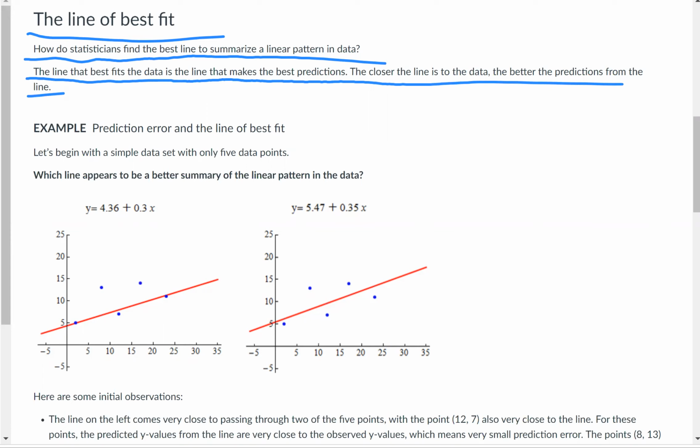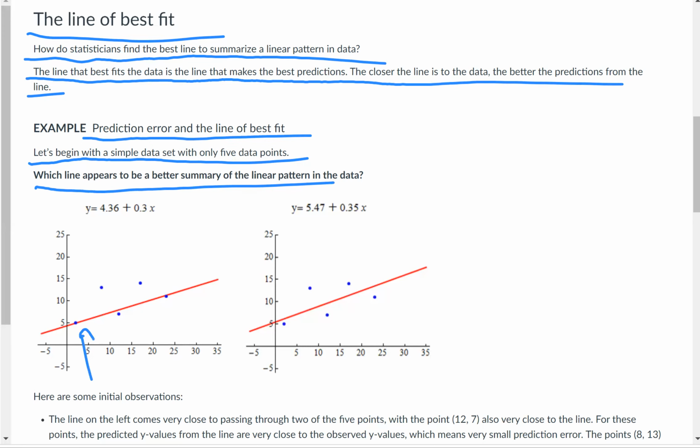Now we'll look at an example where prediction error and the line of best fit creates prediction error. Let's begin with a simple data set with only 5 data points. Which line appears to be a better summary of the linear pattern of the data? So it looks like the one on the left is closer to the bottom 3 points. Those points are either on the line or very close to it, but the top 2 are not.